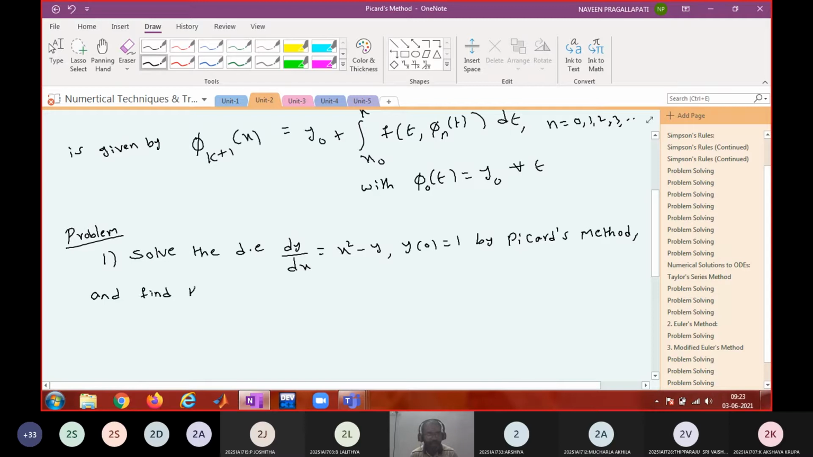Find the value of y at x equal to 1. Use terms through x power 5, and compare it with the exact analytical solution.